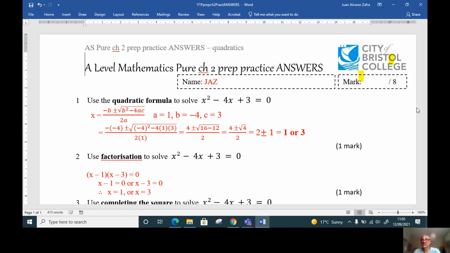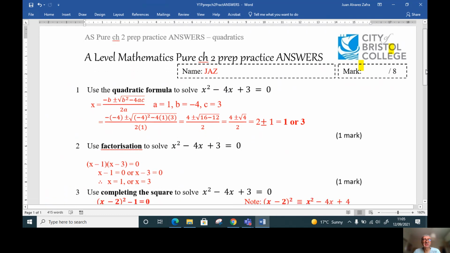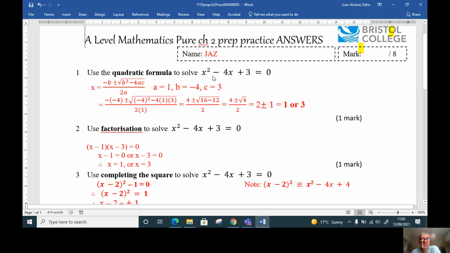So if we look at the first question, this is solving a quadratic using the quadratic formula. The quadratic is x squared minus 4x plus 3, and the formula is x equals minus b plus or minus the square root of b squared minus 4ac all over 2a.